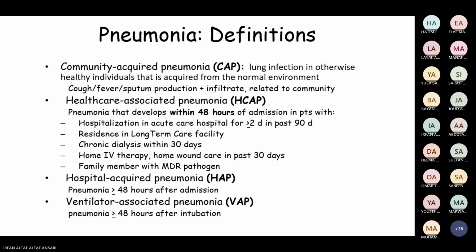Now, healthcare associated pneumonia. What do you mean by healthcare associated pneumonia? Pneumonia that develops within 48 hours of admission in a patient. If you admitted a person in the hospital and he develops pneumonia within 48 hours, within 2 days. And in what condition? There is a hospitalization in an acute care hospital for more than 2 days.